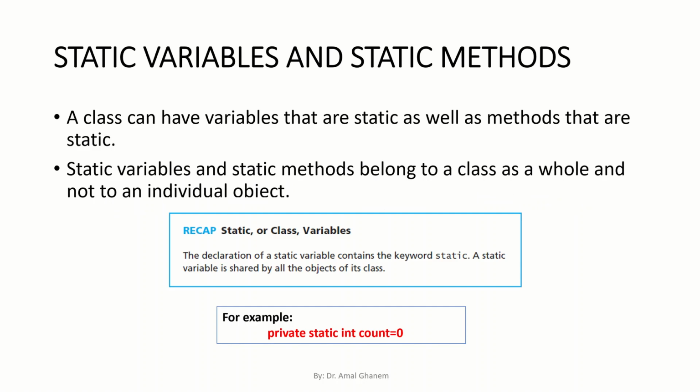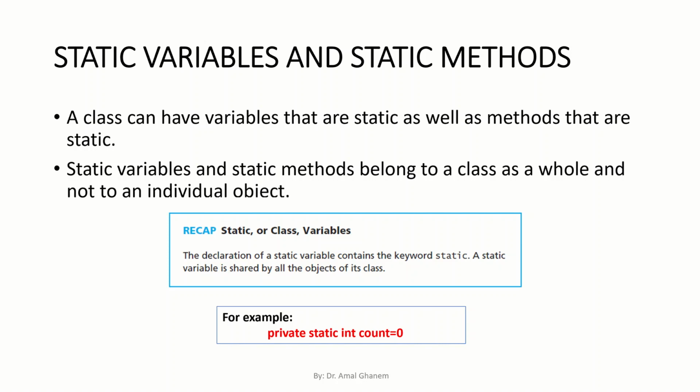Static variables and static methods. Just like you can have variables like integer count, integer x, integer y in your class, you can also have variables that are declared as static. The meaning of static variables is that they belong to the class as a whole and not to the individual object. So to declare any static variable, you have to include the keyword static. And remember, a static variable is shared by all of the objects of the class.